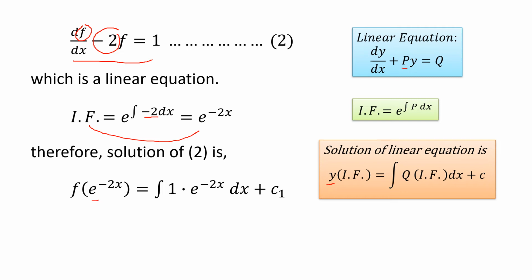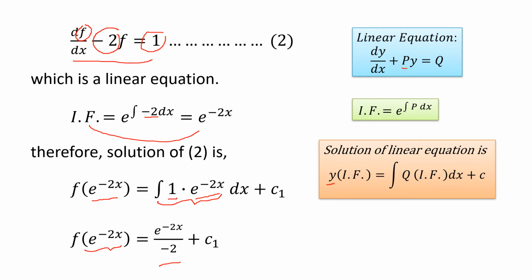So the integrating factor is e power minus 2x into integral of 1. This one means the value of q. Therefore again into the integrating factor, that is e power minus 2x dx plus, we shall take the constant of integration as c1. So now what is the integral of e power minus 2x? That is given by e power minus 2x by minus 2. Therefore you get f into e power minus 2x is equal to e power minus 2x by minus 2 plus c1. In the next step we shall divide throughout by e power minus 2x.